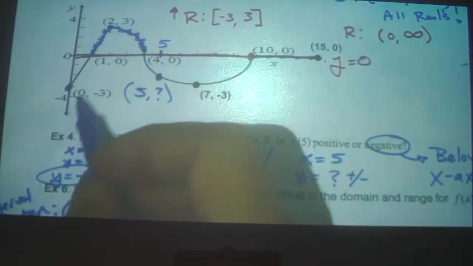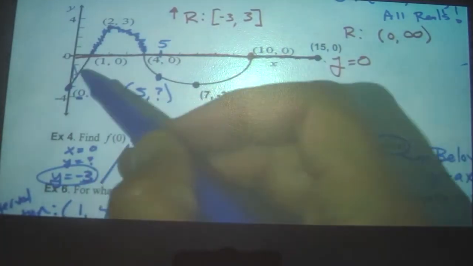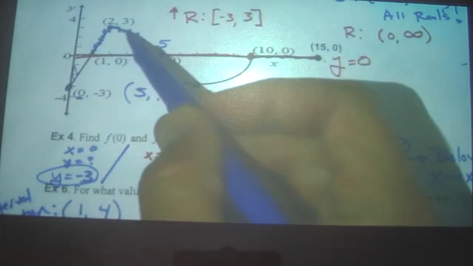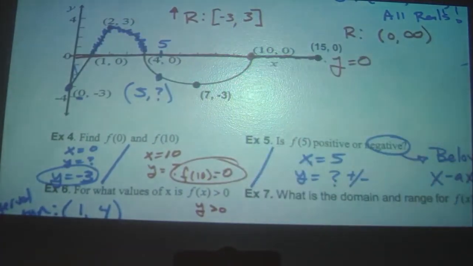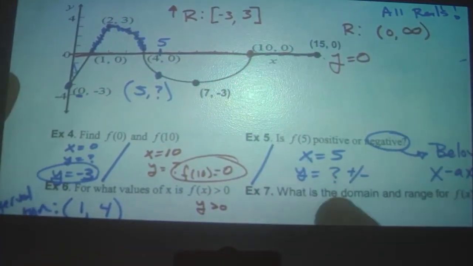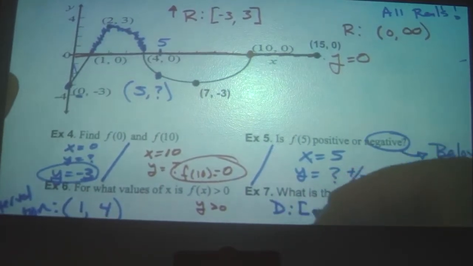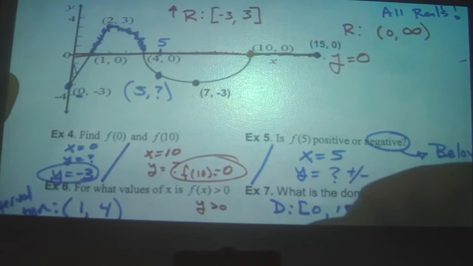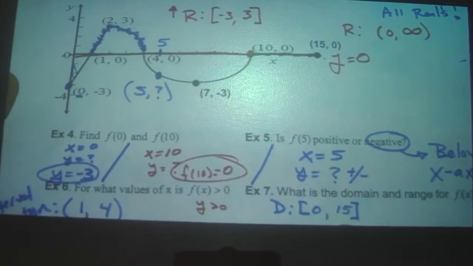Now, don't list. This is what happens. People will list the x values that they see. No, no, no, no. Every x value is being used between all these points, so you have to include them. That's where we use interval notation. So what is the domain? My domain starts at 0, and it goes all the way to 15. This just means that every x value between 0 and 15 is being used.